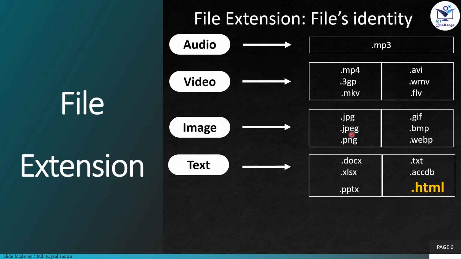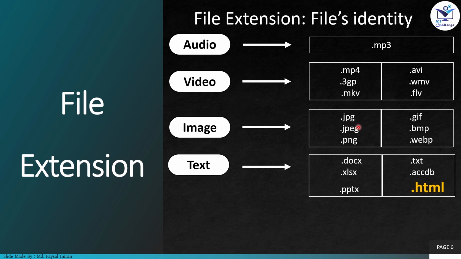If you have a jpeg file, the computer will understand that this is an image and it needs to open it in the photo gallery or image viewer. That means we need different software to open different files. We also have the full forms of jpg, jpeg, and png, so you have to learn these from your book.